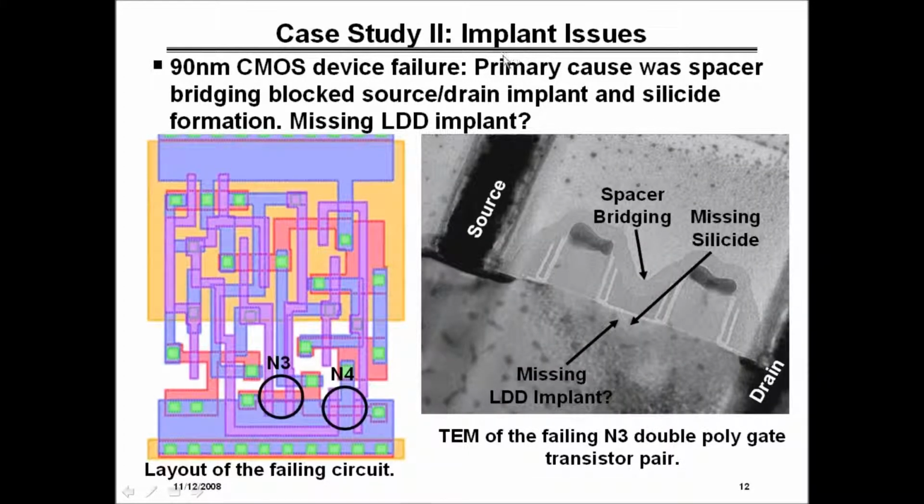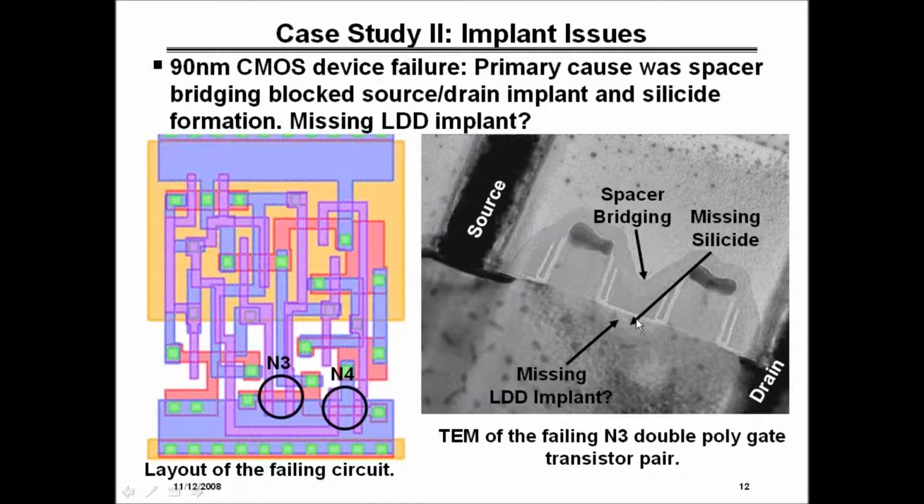So this next case study was an implant issue. It was a 90 nanometer CMOS device failure, and the primary cause was a spacer bridging which blocked the source drain implant and the silicide formation, and you can see that here. In this circuit here, we got a double-gated transistor, and it was the N3 and the N4. Based on their test results, they didn't have any problem finding the failure. They quickly identified with FIB cross sections that this was the problem.